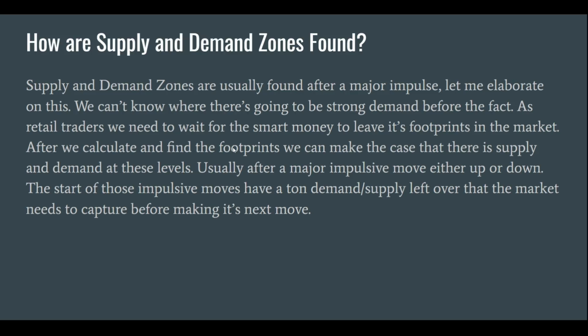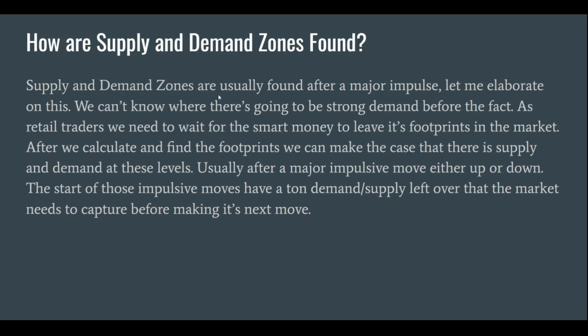After we calculate and find the footprint, we can make the case that there is supply and demand at these levels. Usually after a major impulsive move, either up or down, the start of those impulsive moves have a ton of demand/supply left over that the market needs to capture before making its next move. Now let me explain all of this if anyone's confused.